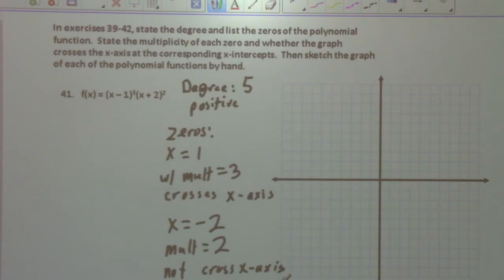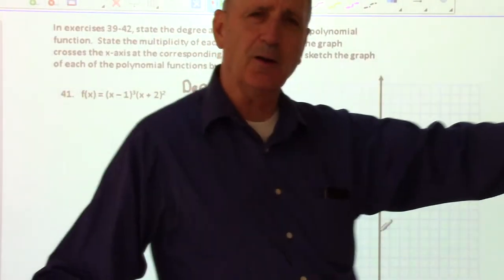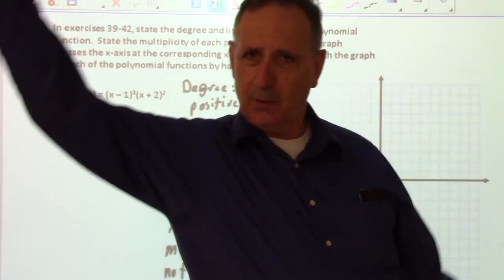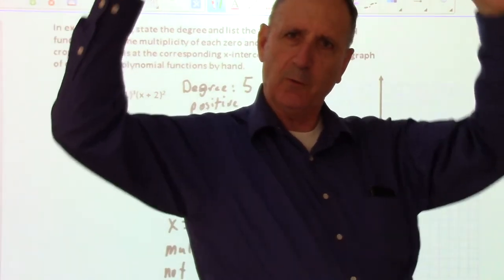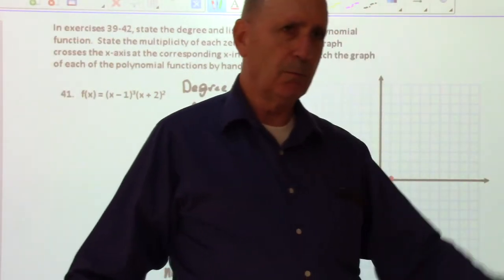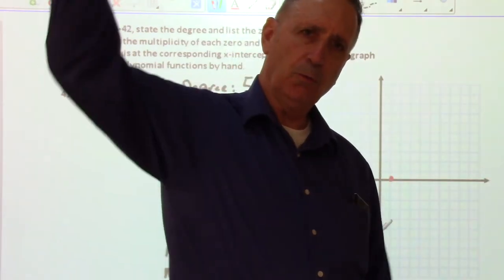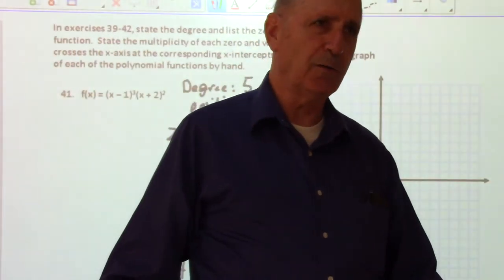Next we're going to sketch the graph, and I'm going to mark the zeros on the x-axis. So here we have x equals 1, that's one of our zeros, and x equals -2. This one here, degree 5 and positive, what is that going to look like? Is that going to look like this, this, this, or this? Option 1, option 2, option 3, or option 4? What is that going to look like?